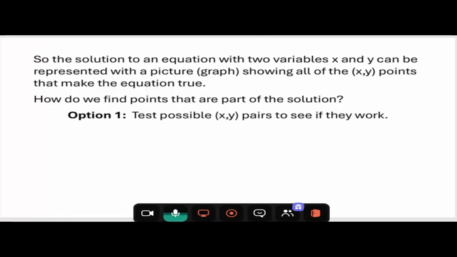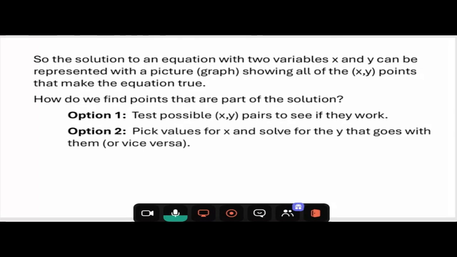So one possibility is that we can just test pairs. We can just guess at them, or maybe someone gives us some options and we can just check to see if they work. The second option, which is going to be far more useful, is that we pick any values we want for x, and then we find the y that goes with them, or vice versa, pick values for y and find the x that goes with them.